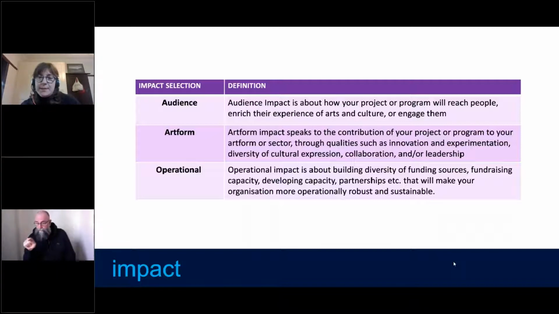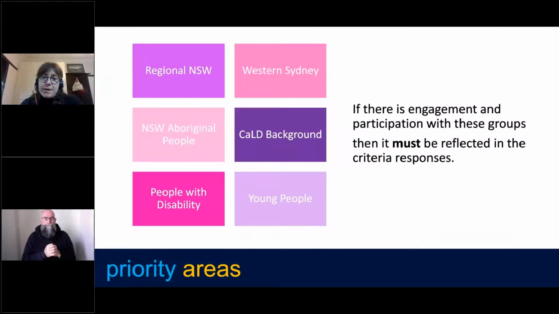When it comes to addressing impact, it's really important to have clear research and consultation with groups that you're trying to engage with. In the past, applications have demonstrated clear evidence for what impact they would have. Next slide, please. So Create New South Wales has key priority areas, which are listed up on the slide.